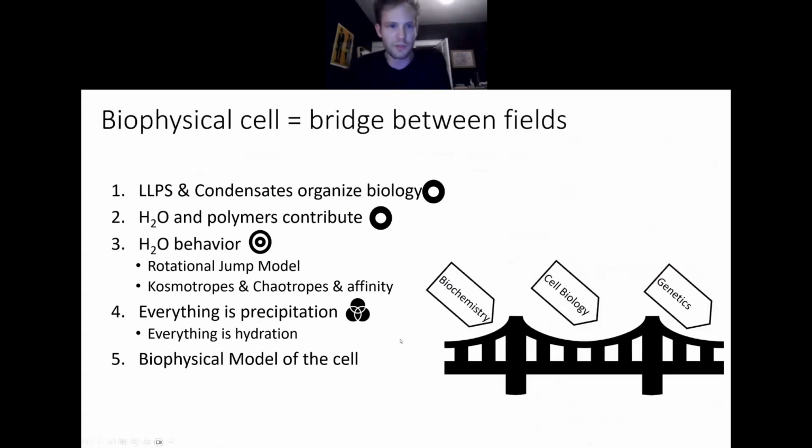And I like this biophysical model of the cell because I feel it's kind of a bridge between fields. So biochemistry, cell biology, and genetics, they all kind of operate in their own departments.